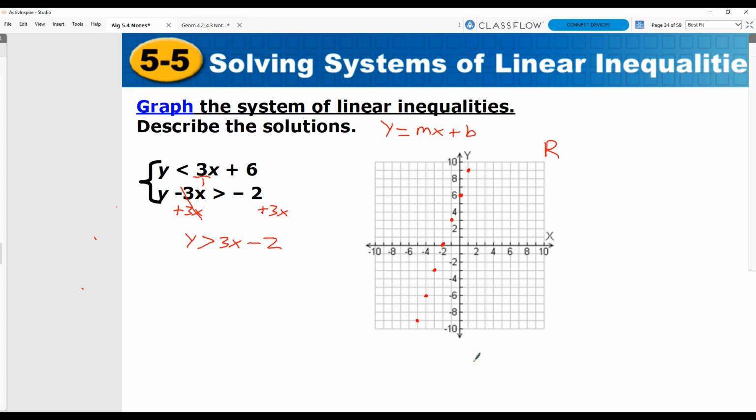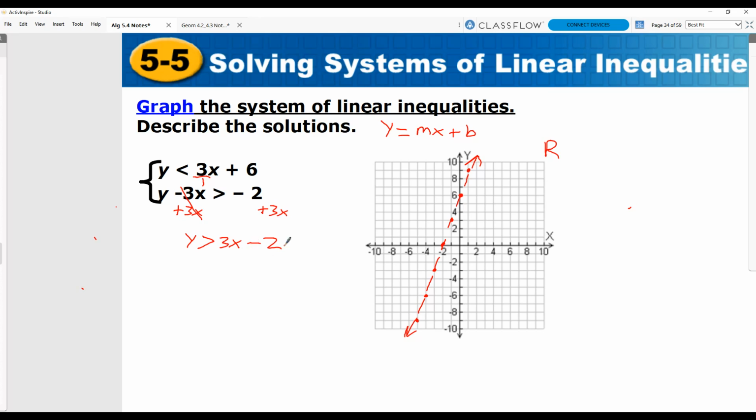Okay, awesome. So I got points all along that graph. So now I'm just going to draw a broken line. Okay, and I put my arrows on there like that. Okay, so there's our first one graphed. All right, let's take a look at our second one.